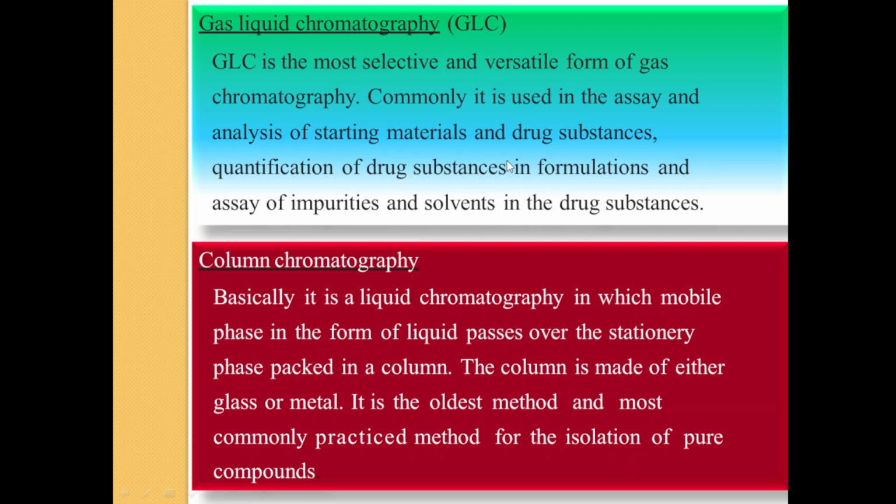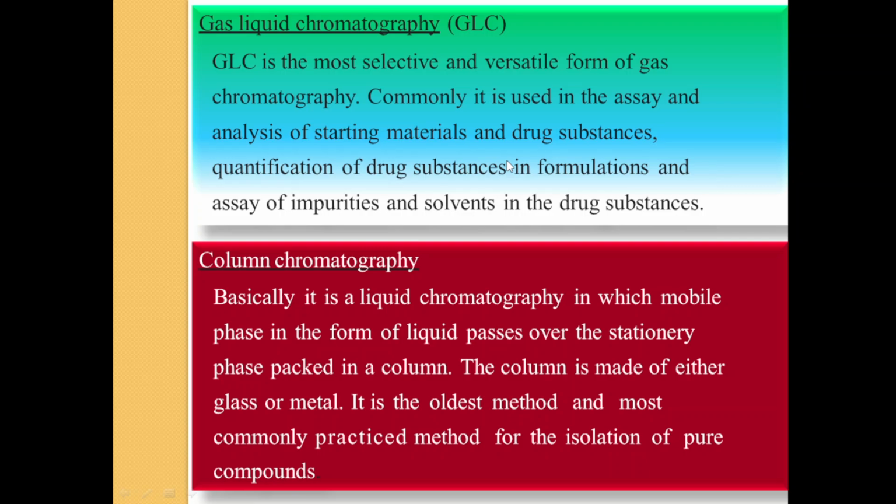After that, column chromatography. Basically it is a liquid chromatography in which the mobile phase, in the form of liquid, passes over the stationary phase packed in the column. The column is made of either glass or metal. It is the oldest and most commonly practiced method for isolation of pure compounds. So to isolate pure compounds, this column chromatography technique is used. In that, silica gel G powder for column chromatography is used as the stationary phase, packed in the column, and the mobile phase is a mixture of solvents used for separation of different constituents present in the extract. Now saturate the column with the mobile phase.